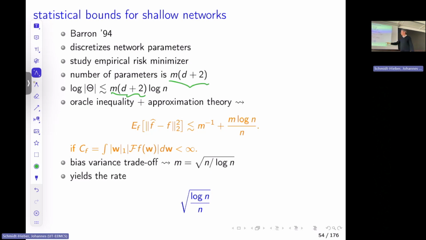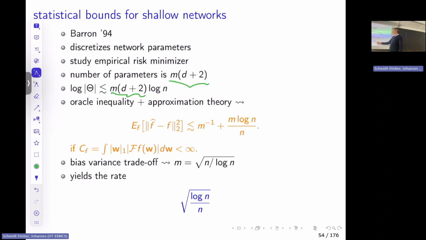And if we stick this in, then we get both terms are of the same order, and the risk bound becomes bounded by square root of log n over n. And that is then a convergence rate in the sample size, right? N is the sample size. That means the more training samples you have, the smaller the generalization error will be.